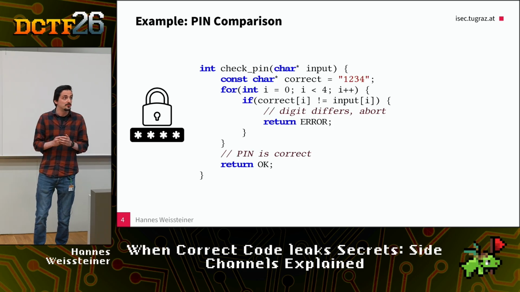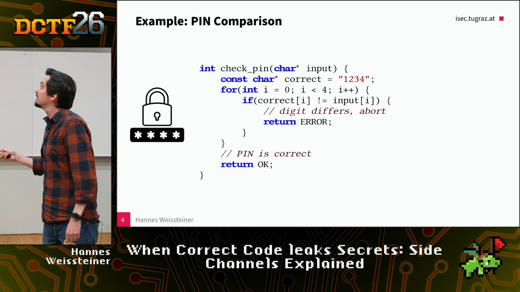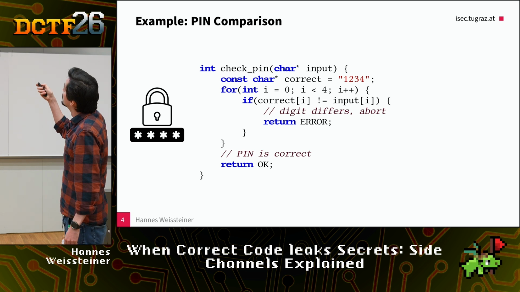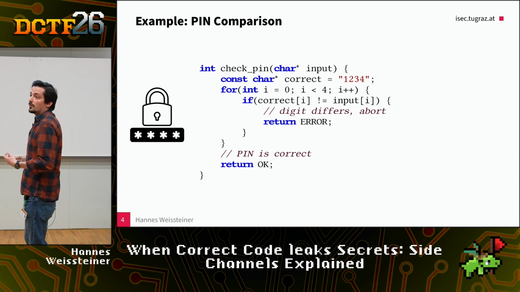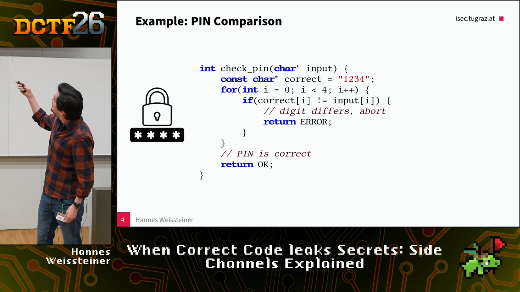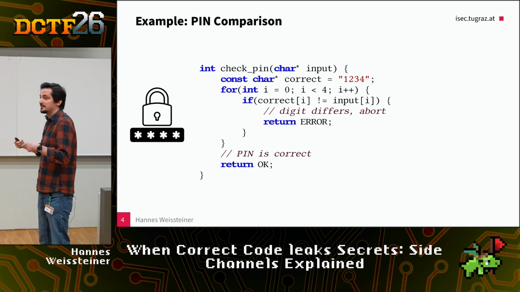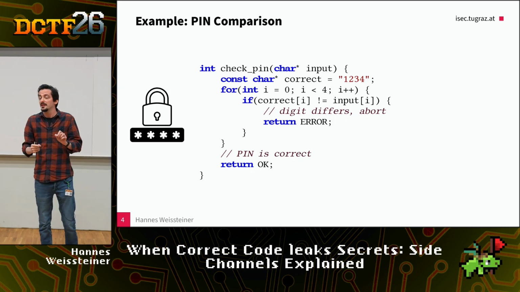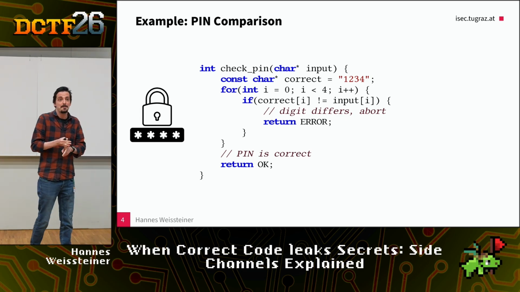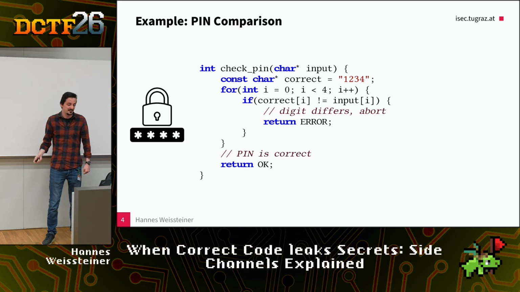If we look at code, we have a really simple example of a pin check. We have the correct pin 1, 2, 3, 4 here, and some input. Whenever you input a pin, this loop checks against the correct digits, and if the digit that's currently checked does not match the digit of the correct pin, it exits early. Some of you may already see the issue here.